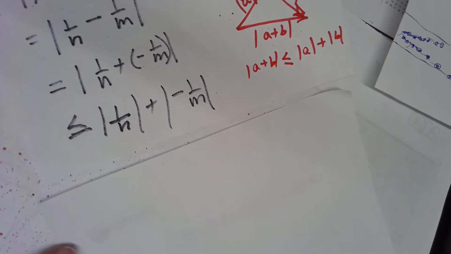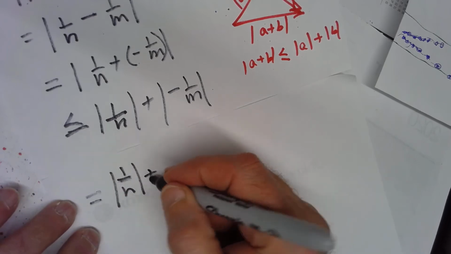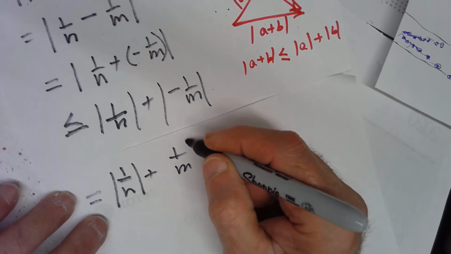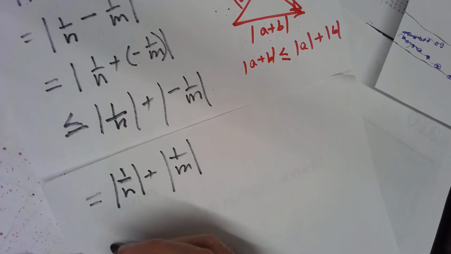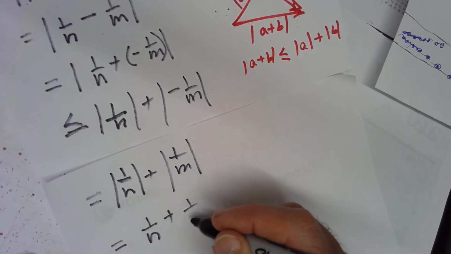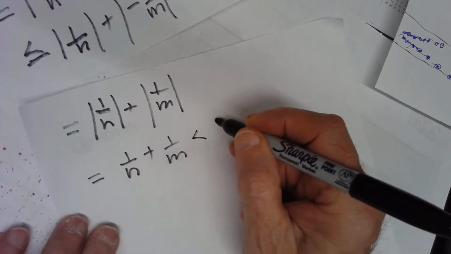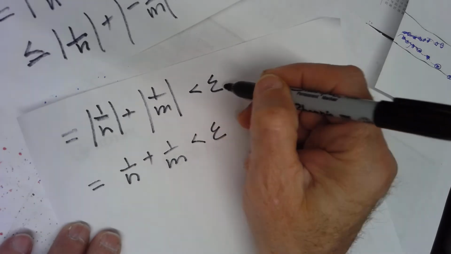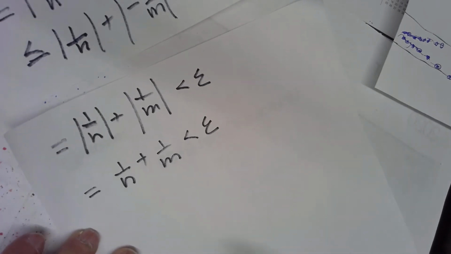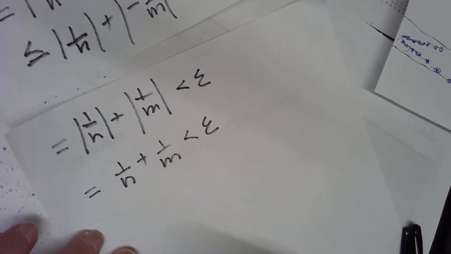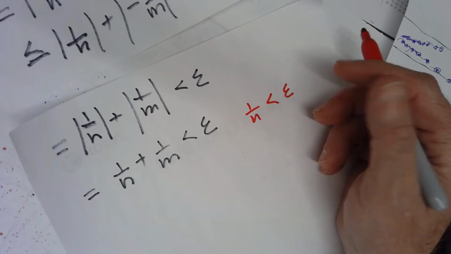And since this is absolute value, that's going to be just 1 over n plus, we can drop the negative because the absolute value is going to make it positive anyways. Okay, so from here, since these are going to be positive, we can drop the absolute values and write this as 1 over n plus 1 over m. Since we want this all to be less than epsilon, we can definitely say that if 1 over n plus 1 over m is less than epsilon, then just 1 over n by itself is definitely less than epsilon.